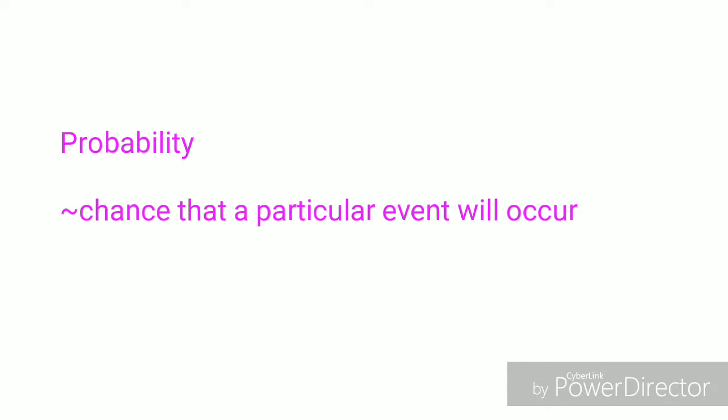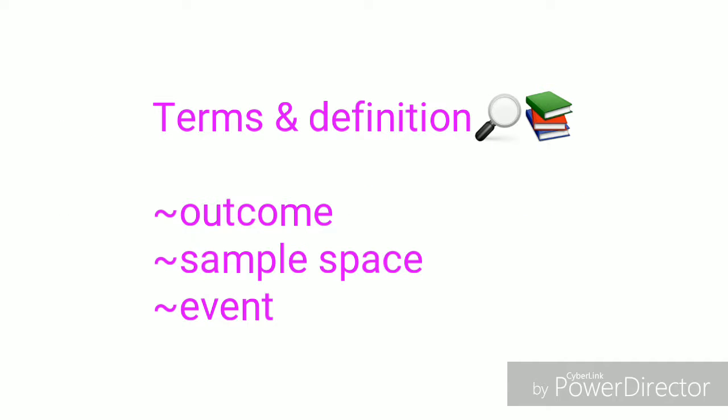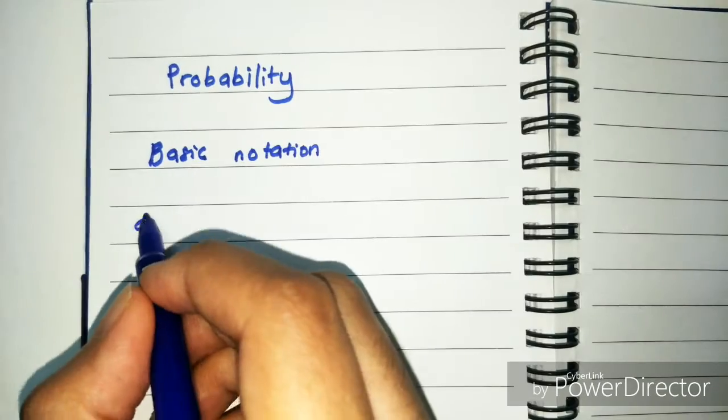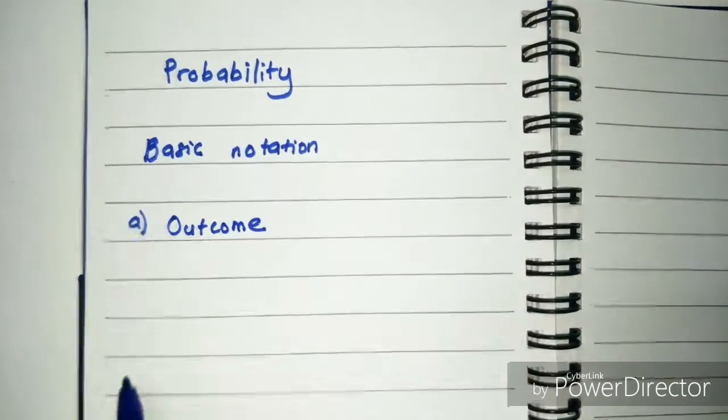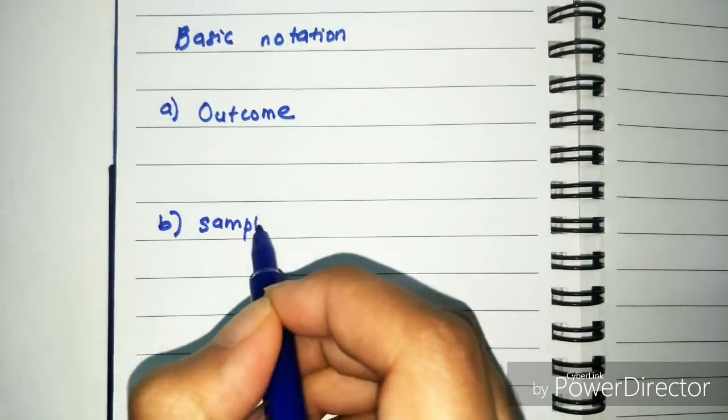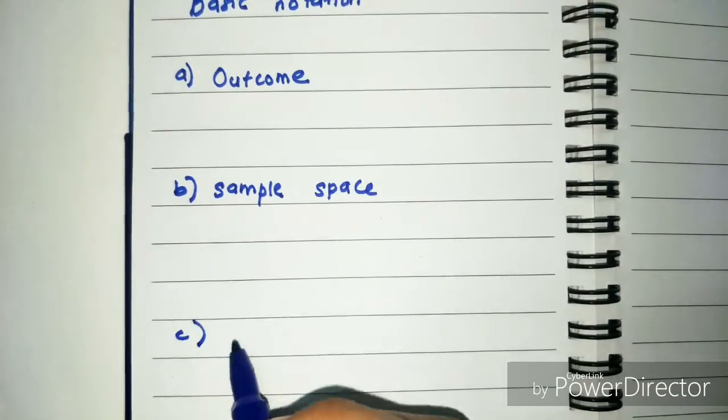How to calculate probability? Probability means the chance that a particular event will occur. Firstly, we need to understand three basic notations for probability, including outcome, sample space, and event.